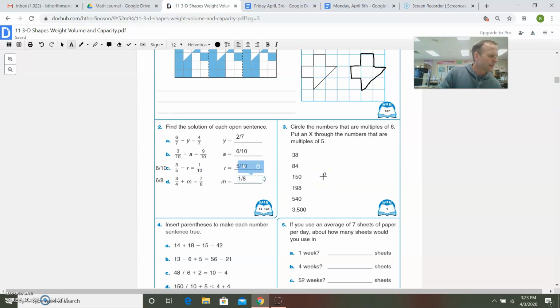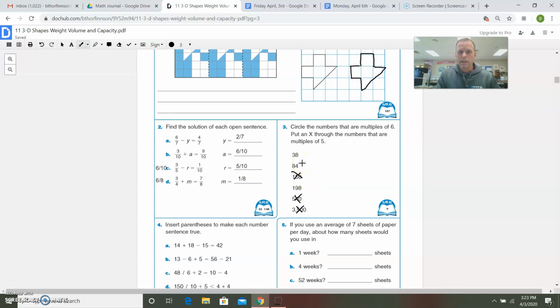Next one, it says circle the numbers that are multiples of 6 and put an X through the numbers that are multiples of 5. Well, okay, the 5s are easy. Anything that ends in 0 or 5 is a multiple of 5. If we count by 5s, 5, 10, 15, 20, it always ends in 5 or a 0. 6s are a little more difficult, and we are going to circle those.